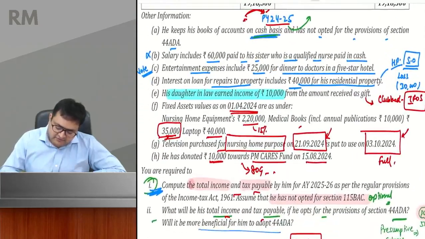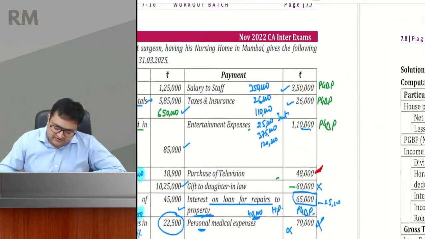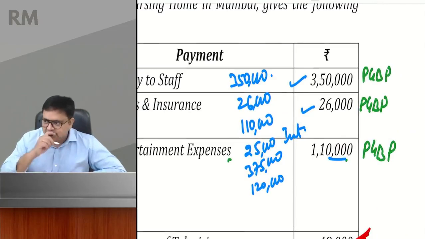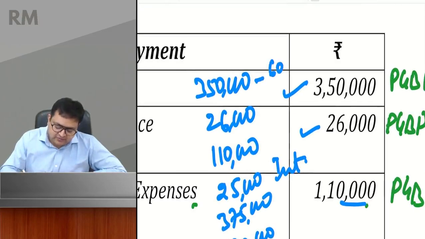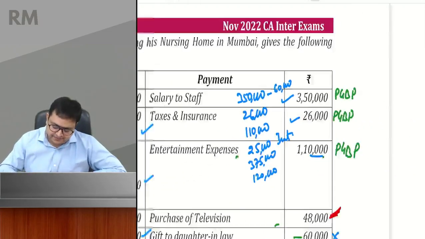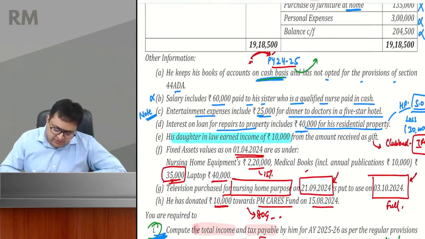Now I have some other expenses also. Salary includes 60,000 rupees, so I should not include that. Here I have debited 350. If we have taken this as an expense, I will subtract 60,000 from here because that is not allowed. Everybody agree? So this should not be 350, it should be 290. Then entertainment expenses, we don't have any problem. Interest on loan we have taken. Daughter-in-law we have not taken as an expense. Fixed assets, depreciation we will charge.